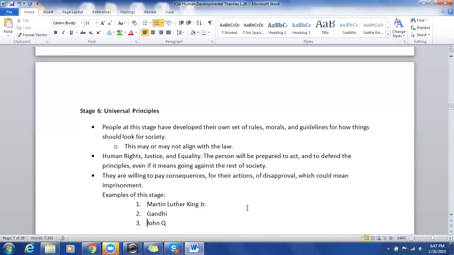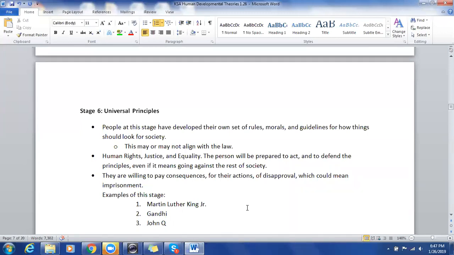John Q, which is a movie by Denzel. Shout out to Denzel for being dope. This is where he basically locks himself and his son into a hospital to make sure that his son gets procedures and medical attention, because the hospital kept turning him away. He's willing to lay his life on the line as well as go to prison so that way he can make sure that his son was okay. Ultimately he holds people hostage and stuff, but he was willing to lay it on the line.